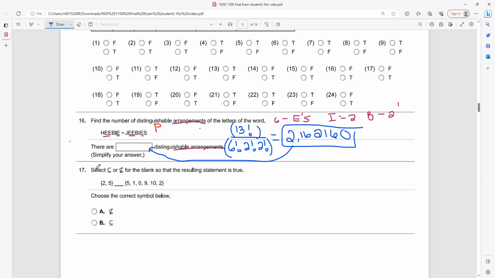Number 17, select either we have a component of or it's not a component of. Now, when we look at our statement, we have in one set 2 and 5. We want to know if 2 and 5 are a component or element of this other set that has 5, 1, 0, 9, 10, and 12. And we notice that 2 is in that set to the right, and 5 is also in this set. Therefore, we would say yes, 2 and 5, they are elements of the second set.